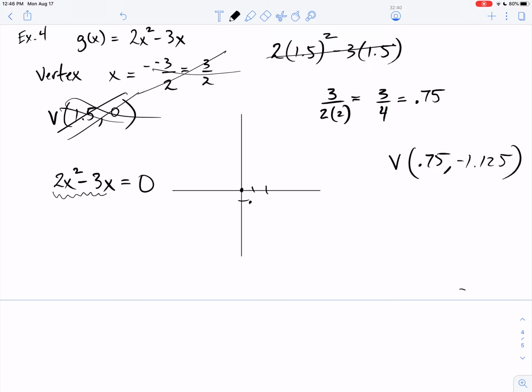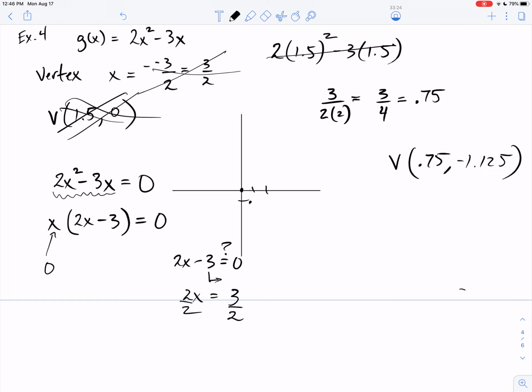Let's talk about factoring, because the first rule in factoring anything is take out the GCF. What do they have in common? X. If I take x out, I would then have 2x minus 3 left over. Set each piece equal to 0. What would I have to plug in here to make it say 0? 0. When will 2x minus 3 equal 0? Well, move the 3 over, divide by 2. Oh, when x is 3/2. Or you could say 1.5. Oh, well, guess what? There's my graph.